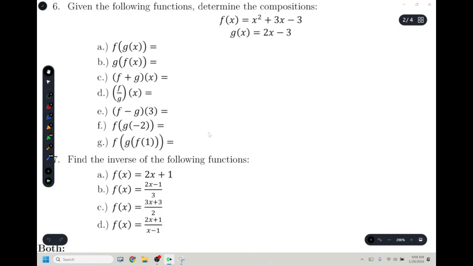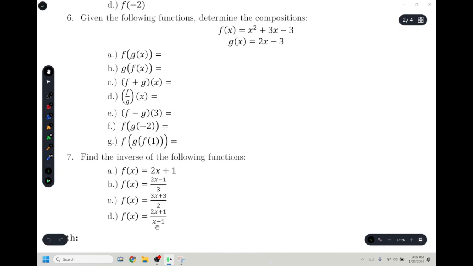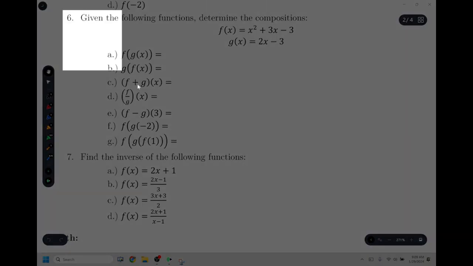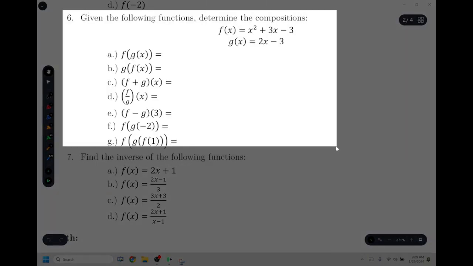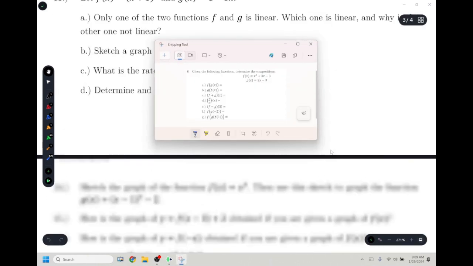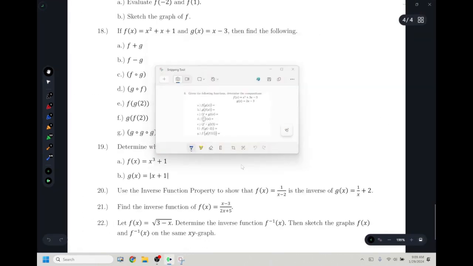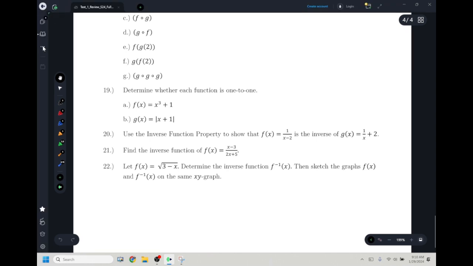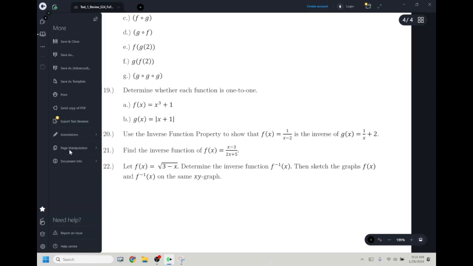The only interesting thing about dividing functions is that there's an extra little step that pops up.